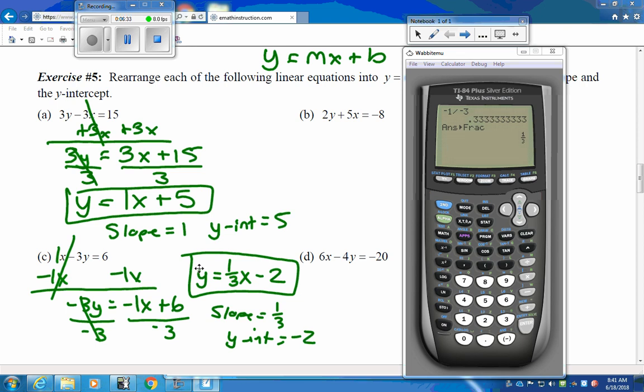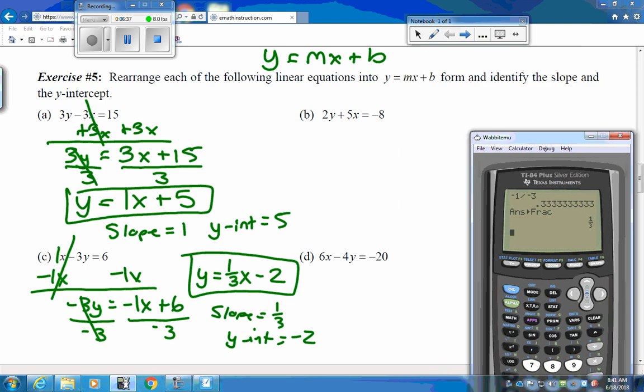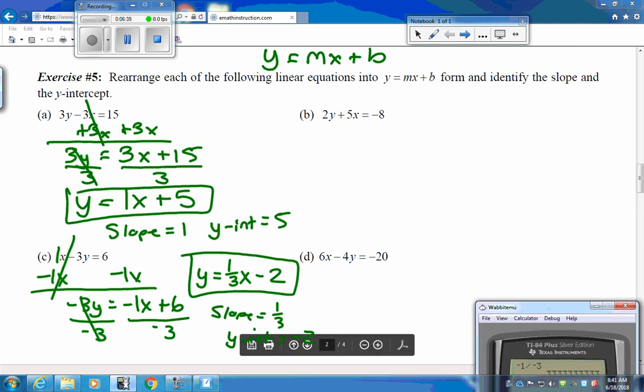Okay. So from there you can try B and D, and please ask any questions you may have as you kind of come across it, and make sure you get B and D checked from me.